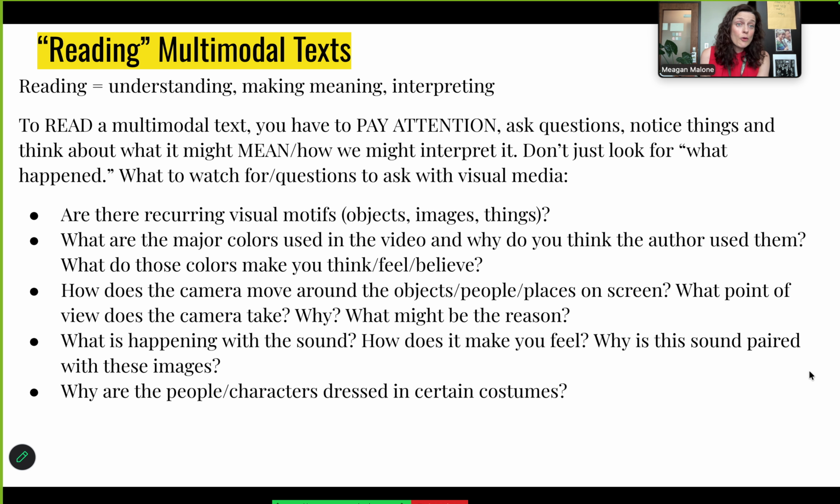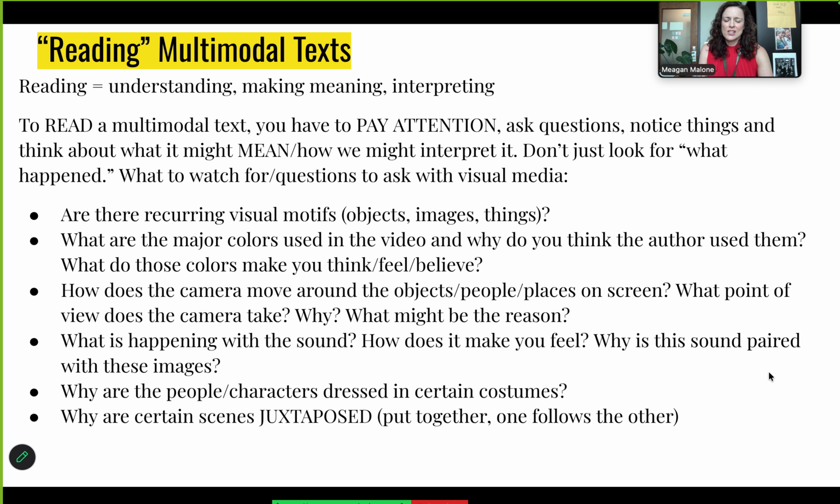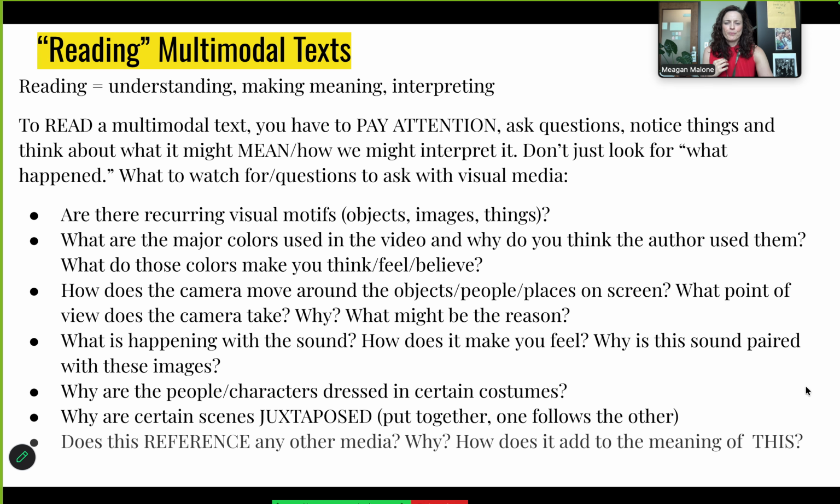What about costuming and people and the things that they're wearing? What might that say about what's happening in the text? What about juxtaposition? So if we have one thing right now and then suddenly it switches to a different thing, what is that quick switch, or what is that putting them next to each other? What does that actually mean? How can we interpret that?